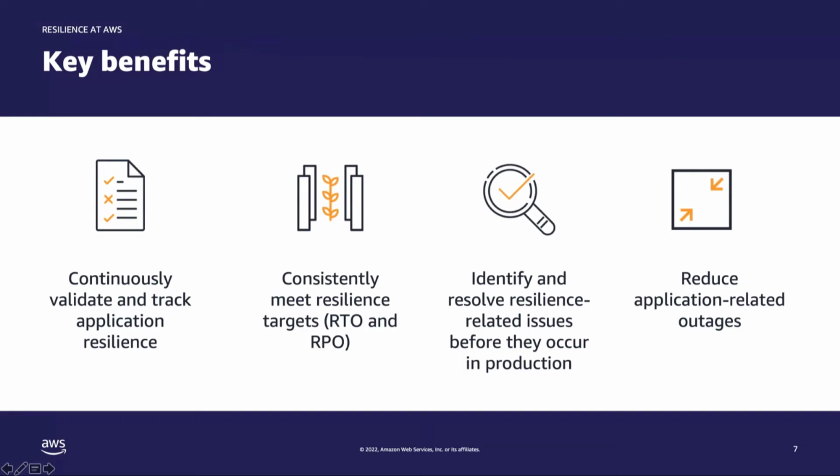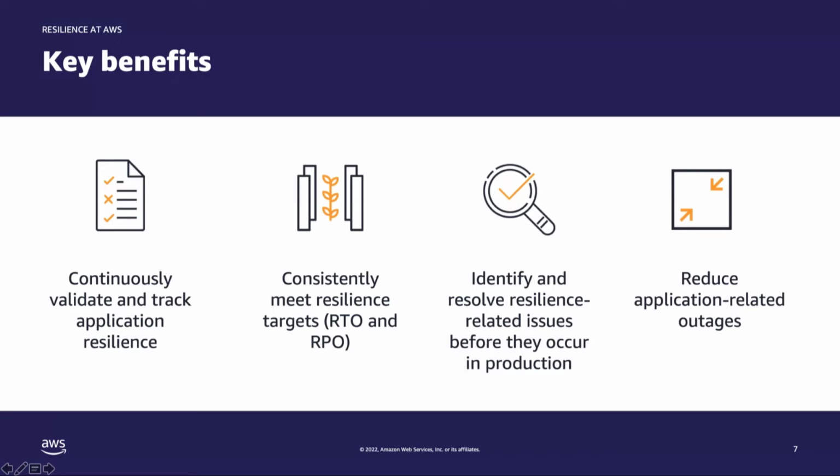If you look at what we're really trying to do here, it's all the way over on the right side. We're trying to reduce application related outages. We want to take that RTO and RPO and shrink it down to an acceptable level, or even a smaller level than you want, if it's not going to cost more. And if you work from the right to the left, first thing we need to do is make sure that we're out in front of those problems before they hit production. So we identify and resolve resilience related problems before they hit us, and that's going to enable us to consistently meet resilience targets.